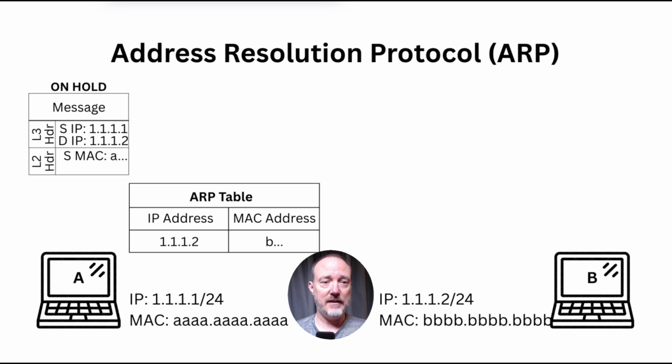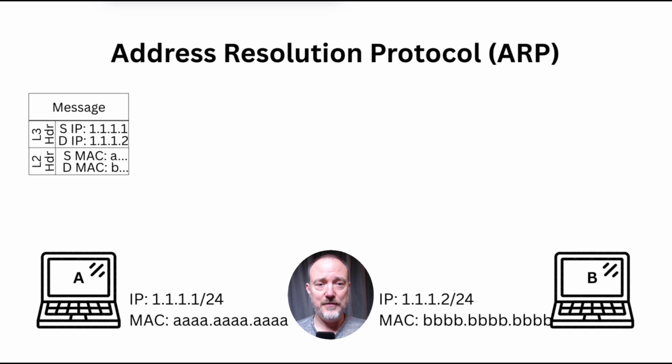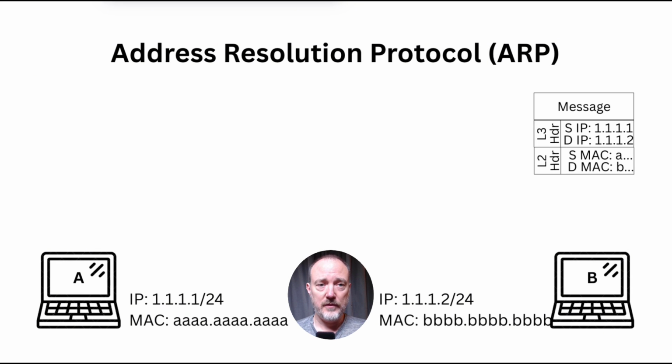So now PCA can go back to its original message that it wanted to send, and it can complete that layer 2 header based off the information that's in its ARP table now. So PCA looks in its ARP table, and it sees that the IP address of 1.1.1.2 is mapped to MAC address of all B's. It puts all B's as the destination MAC address on the layer 2 header, and it can now send this message out. This message then gets received by PCB.